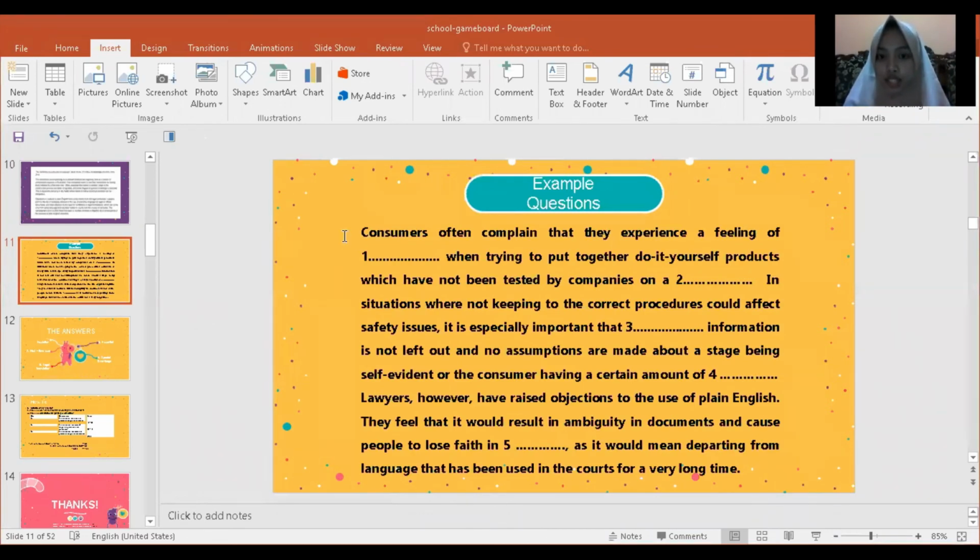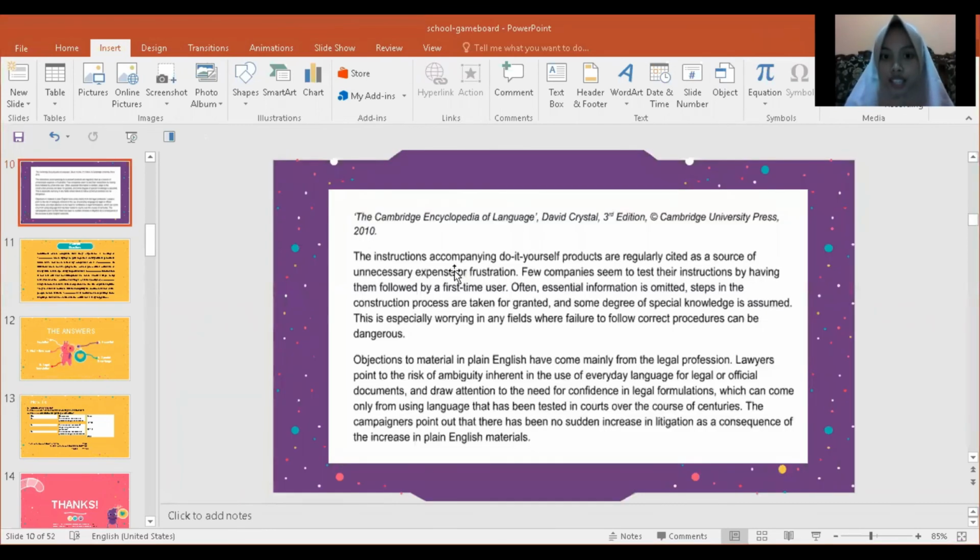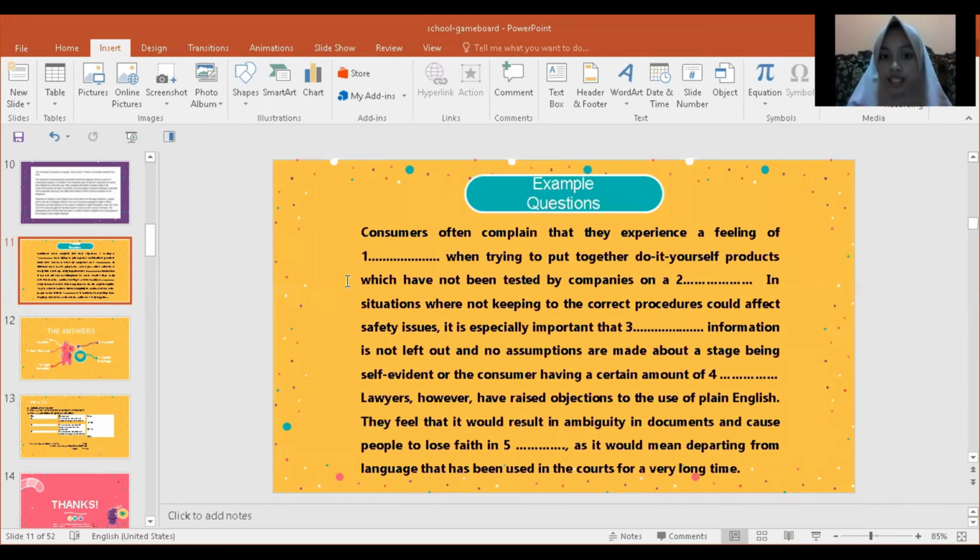Okay, this is the question. I have 5 questions. And how to answer this question? You must find the keyword. And here, I have 2 keywords. The first is feeling, and the second keyword is trying to put together do it yourself. Back to the summary. Do it yourself products are regularly seen as a source of unnecessary expense and frustration. Frustration is a feeling. So the answer to number 1 is frustration.